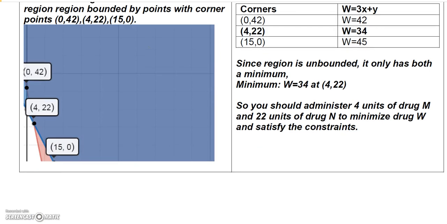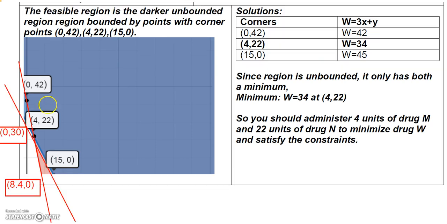Now, this first line goes through 0, 42, and 8.4, 0. So let me see if I can show you that. I actually don't have the 8.4 listed, but obviously the 8.4 would be less than this point here, the 15. So there's your point 0, 42, and down here's your point 8.4, 0.